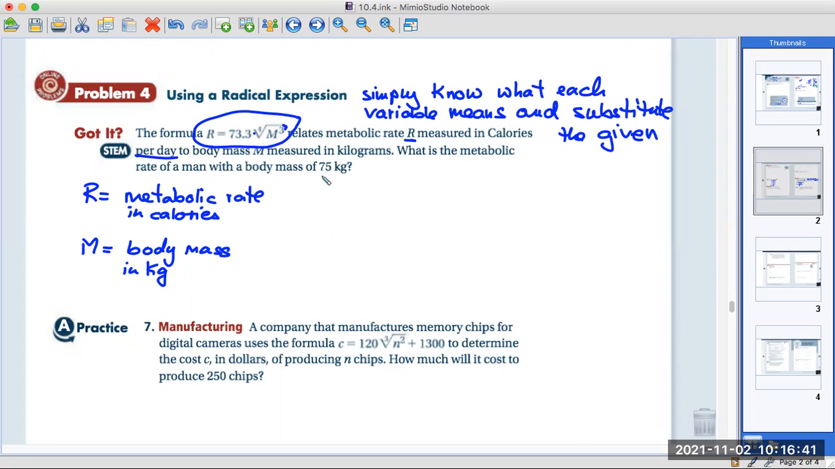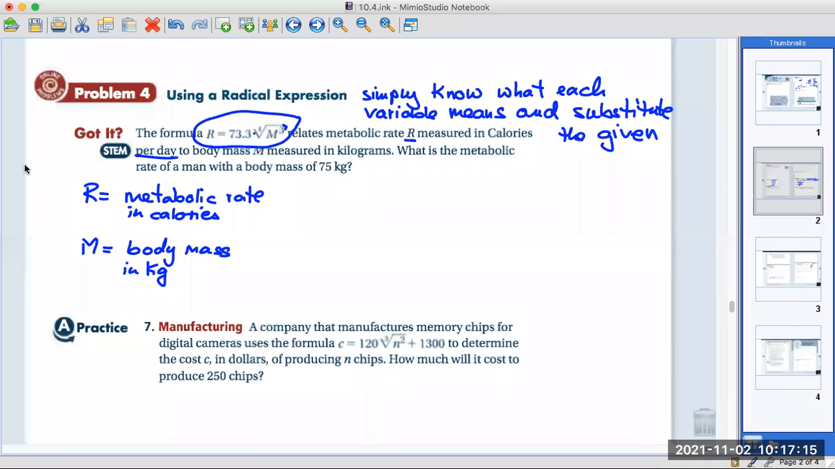And a body mass of 75 kilos is about 160 pounds. So it's an average size person. Oh, it's a man. So it could be 5 feet 8 inches tall, 160 pounds, average size man. Okay, so we're figuring out if he's resting, how many calories is he burning per day? That's the question. All right, let's look at what we have.